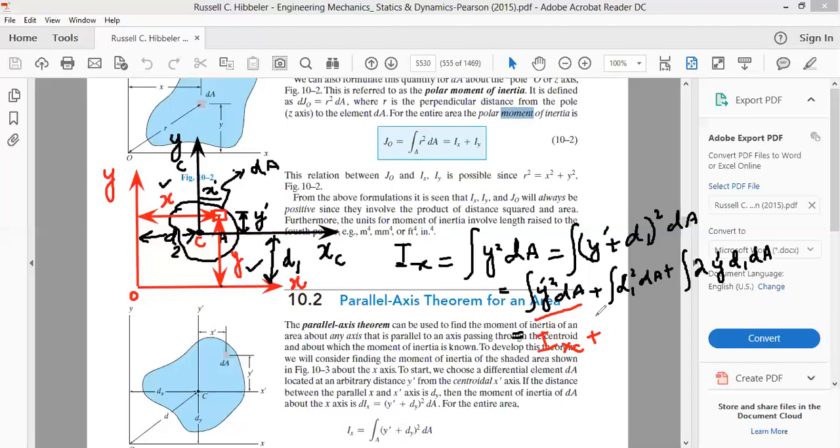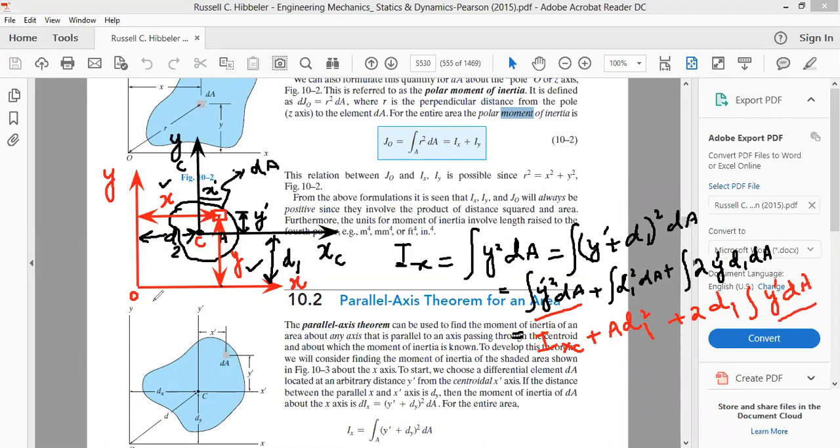This will come out of the integration. Left will be integral dA, that is the total area. So it will be A d1 square. Now as far as this last term is concerned, d1 is constant, 2 is constant. It will be 2 d1 integral y prime dA. Now what is this y prime dA?